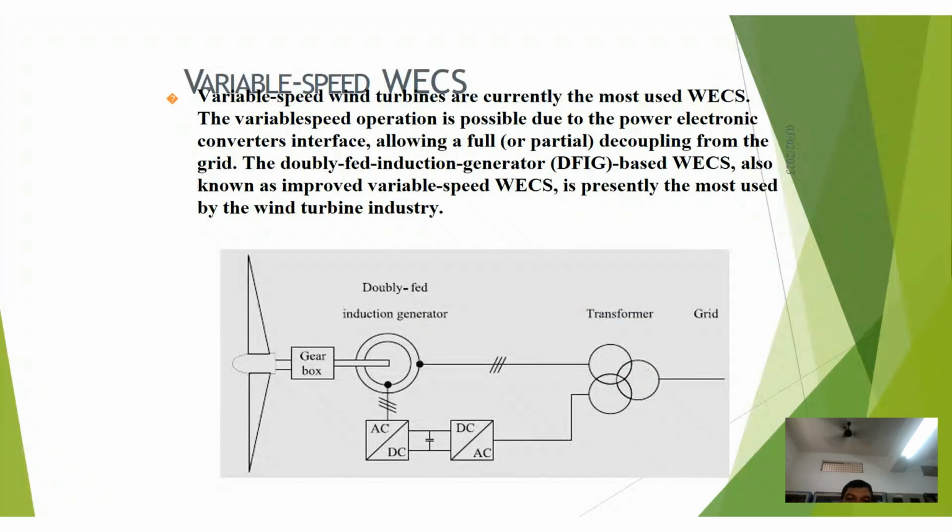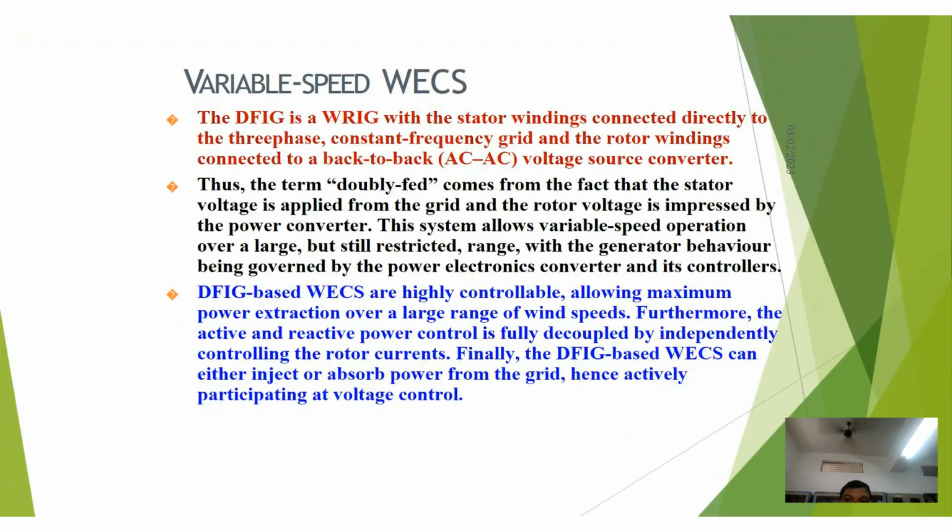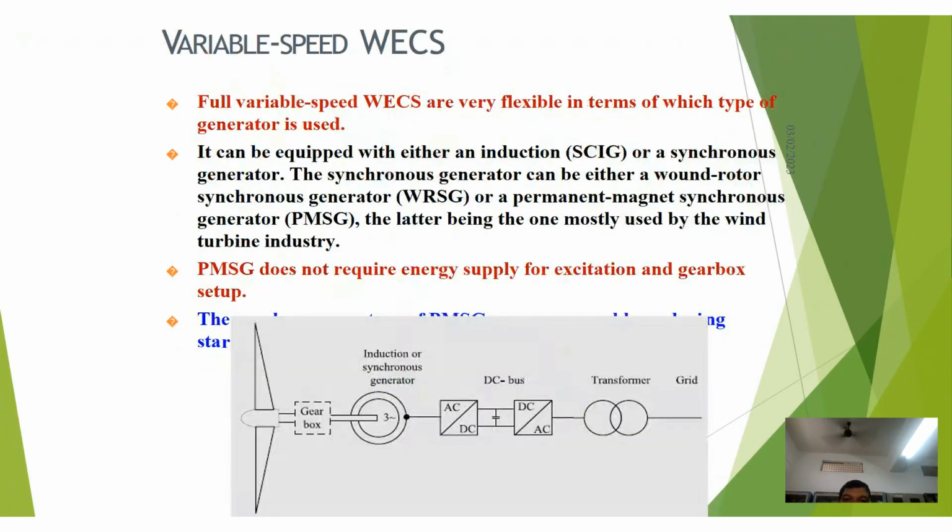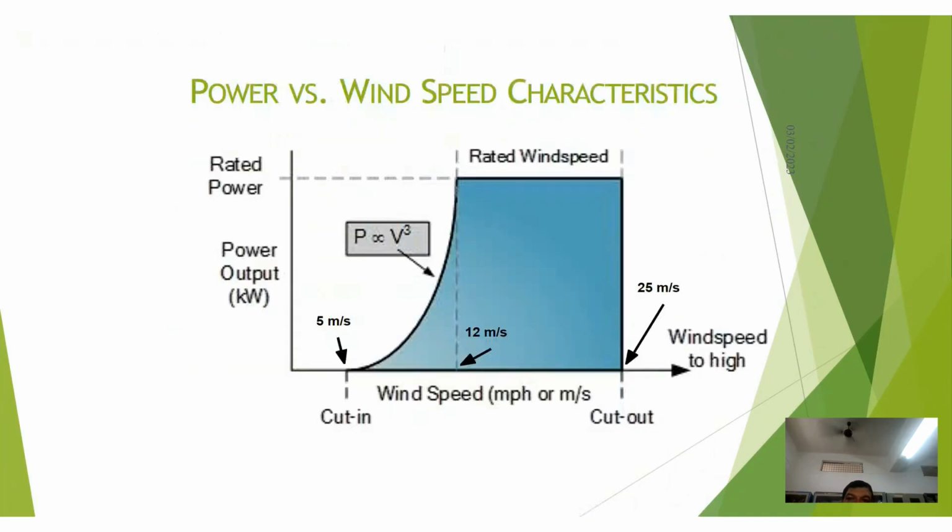So next one is the variable speed wind energy conversion system. Variable speed wind turbines are currently the most used wind energy conversion systems. This is possible due to power electronic converters, like the doubly fed induction generator based wind energy conversion system. So in fixed speed we are using the induction generator, whereas in variable speed we are using the doubly fed induction generator. So this is a diagram of the variable speed energy conversion system.